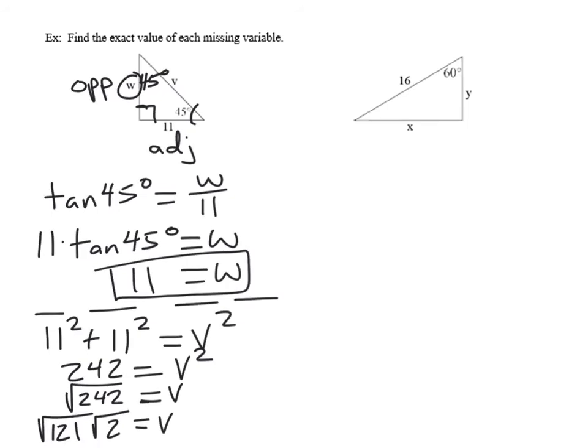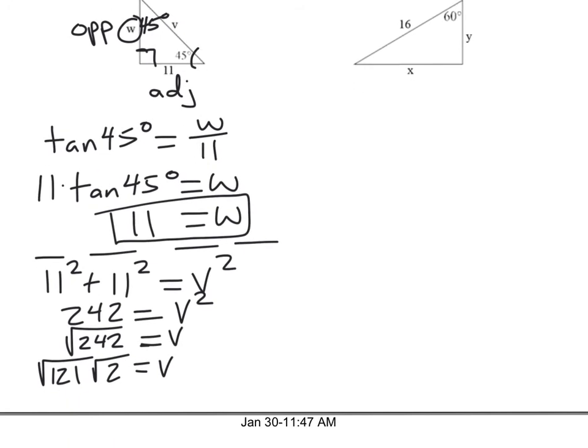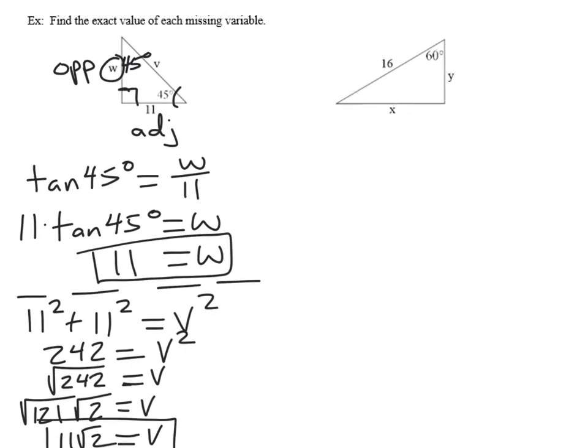So I get that V is the square root of 242. Pulling this down here a little bit. I was checking to see if 242 had a perfect square. It does. So there's V, 11 square root 2. Okay.